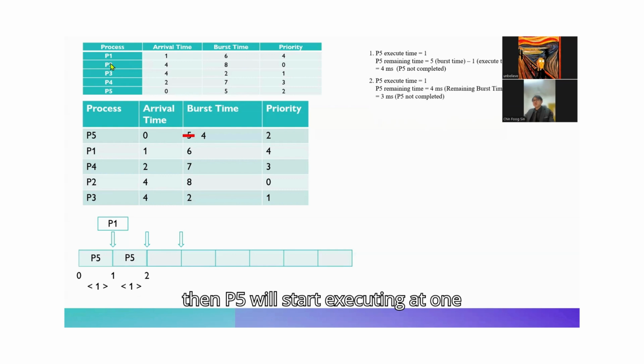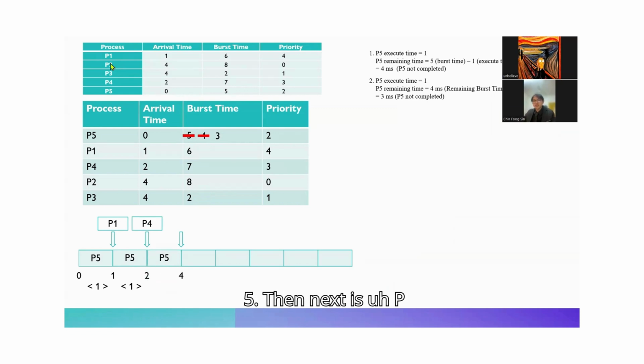Then P5 will start executing from 1 to 2 millisecond because the next one is P4. P4 will be arriving at 2 milliseconds. So P5 will be interrupted by P4, but because P5 has higher priority, P4 will still not be executing here. P5 will continue because of its higher priority. Then the remaining burst time is 3 for P5.